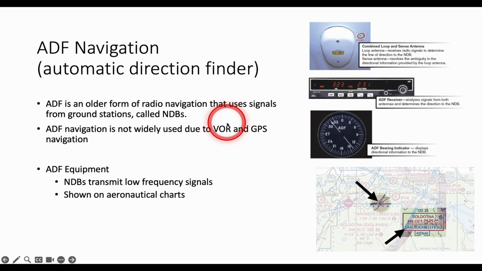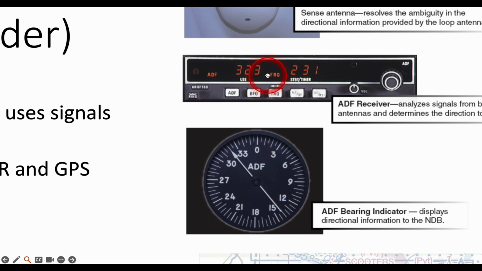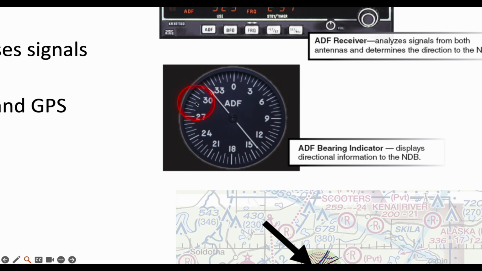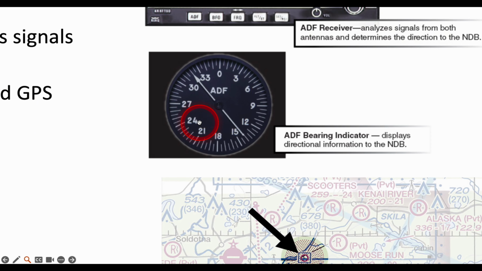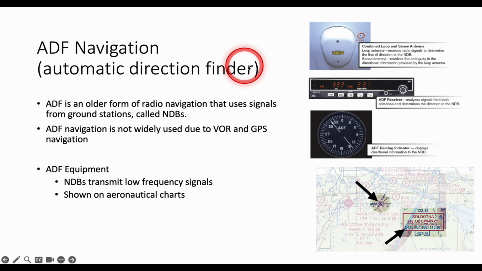Another piece of equipment is going to be ADF, which stands for Automatic Direction Finder, and it's an older technology than a VOR. It works somewhat similar. So you're going to have an antenna underneath the aircraft, a receiver that looks like this, which is going to have a channel on it, and then a bearing indicator that looks like this. So a difference between this and a VOR is that this is always going to point towards the NDB or the station.